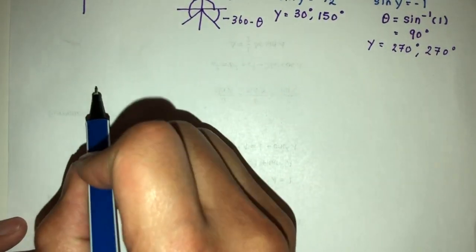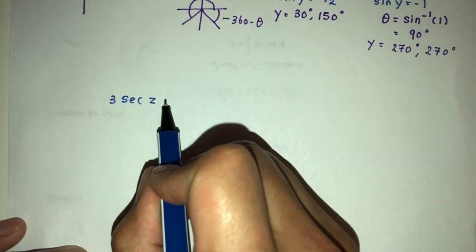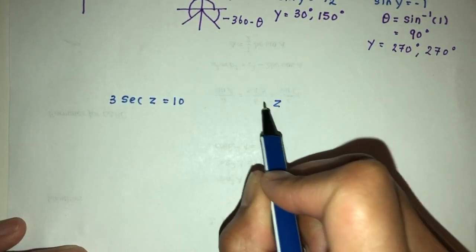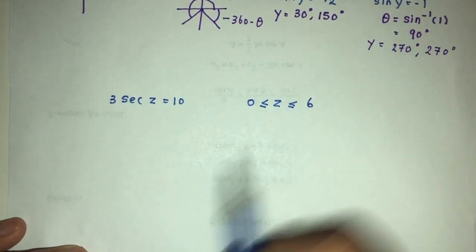So we have to solve 3 sec z equal to the value of 10, for z between the values of 0 and 6 radians.